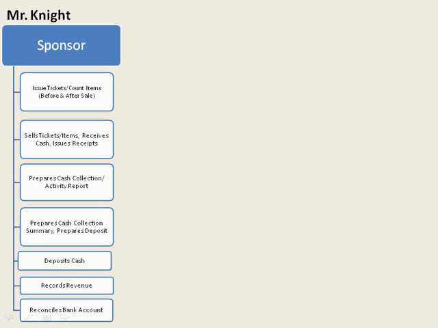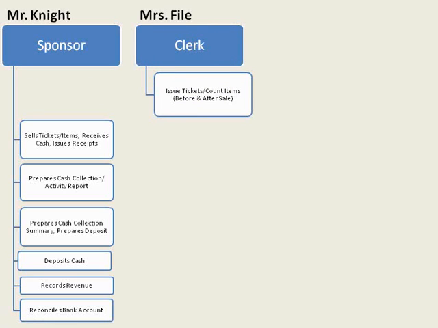Pocket it? It would be easy if he were in charge of the whole process. Instead, this process should be split among different individuals and reviewed, thus lending itself to less risk and less chance for error. Now, let's think about how these duties can be separated out to protect the monies and the people involved with student activities. First, Mrs. File should issue the tickets and count the items before and after the sale, not Mr. Knight. Mr. Knight can then oversee the sale of tickets or items and the issuance of receipts and collection of cash.